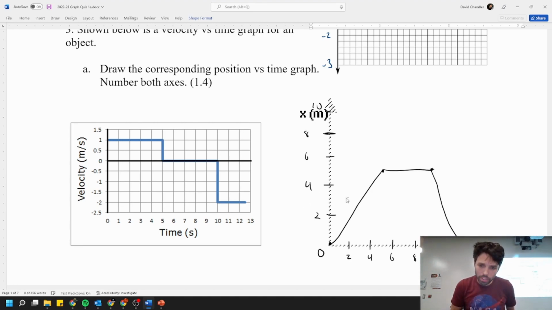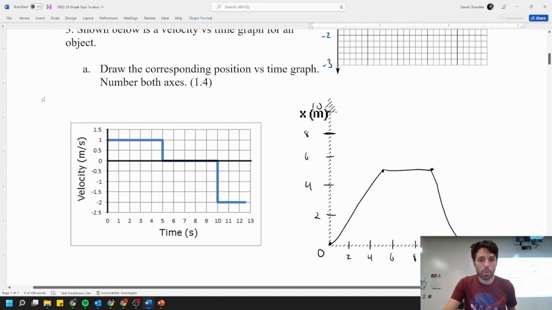So looking for a positive slope here, a no slope, and then a negative slope. Now this line should be steeper. Right, it should be steeper than this line because the velocity here is -2, so the magnitude is 2, and the velocity here is only 1. So this line over here should be steeper. That's what I'm looking for here, really, on that one.